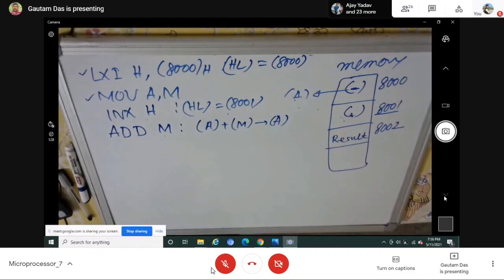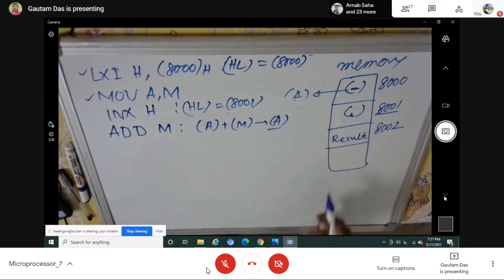So don't use LXI H 8001, it's a 3-byte instruction. INX H is a 1-byte instruction. Definitely you should choose a 1-byte instruction. Okay. So you got the addition result correctly. Where is the result now? It is there in the accumulator.